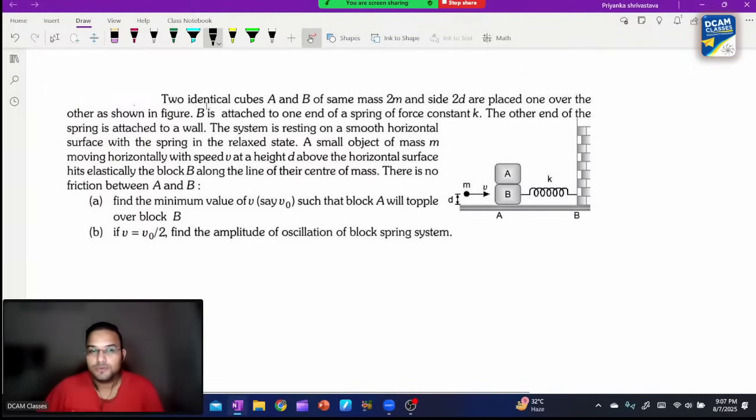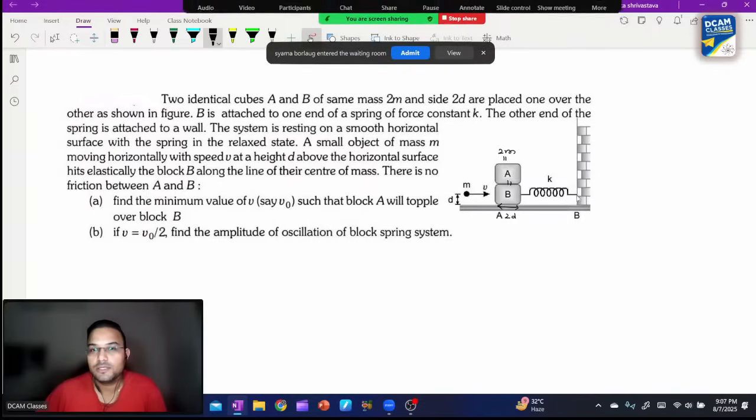See, first I'll tell you the approach. Calculation part you can do. That I'll leave up to you to solve. The question is: two identical cubes A and B, both of mass 2m, with side 2d. They are square cubes placed over one another. B is attached to one end of a spring of force constant K. The other end of the spring is attached to the wall.